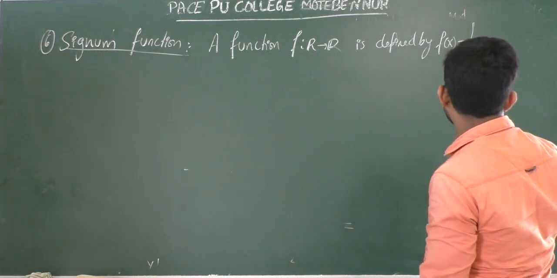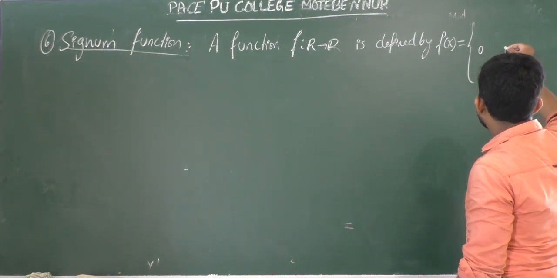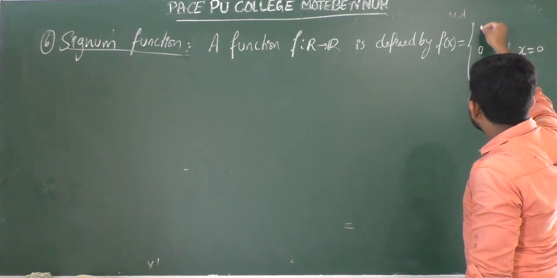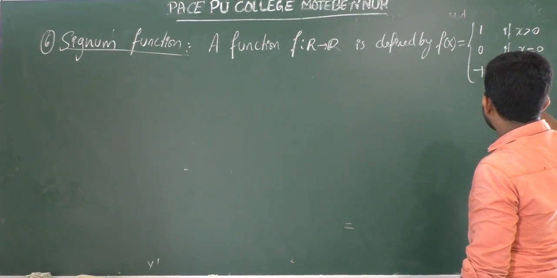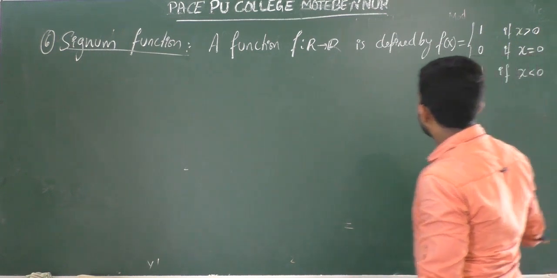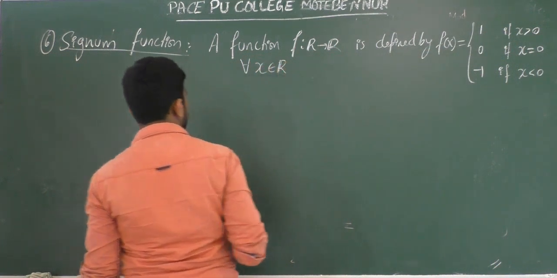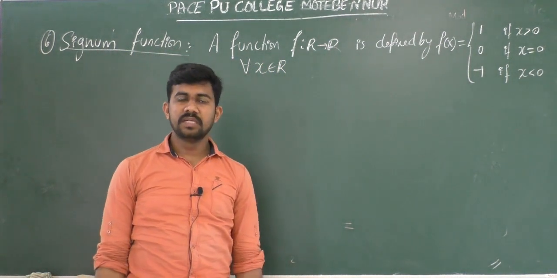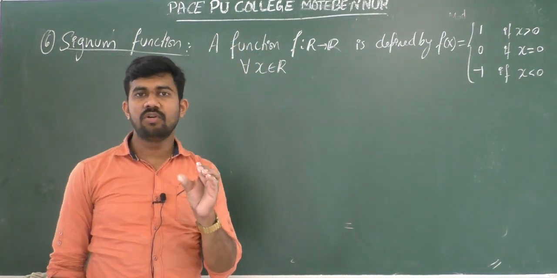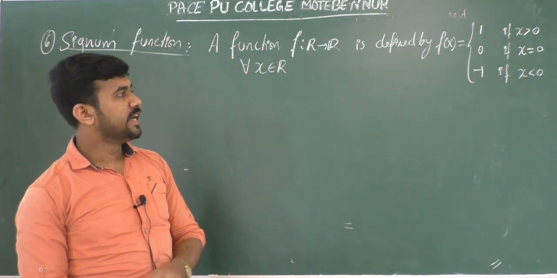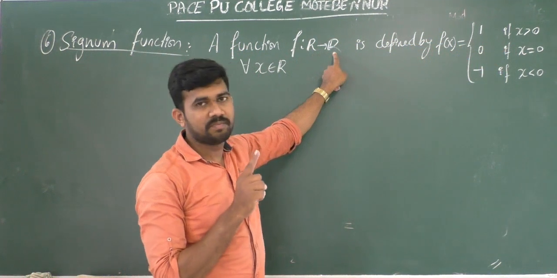is defined by f of x is equal to, here 3 values. f of x is equal to 0 if x is equal to 0, 1 if x is greater than 0, minus 1 if x is less than 0, for all x belonging to the domain. Such a function is called a Signum function. See here, in a Signum function, the image of x is either 0 or 1 or minus 1. If you take 0 in the domain, its image is 0.